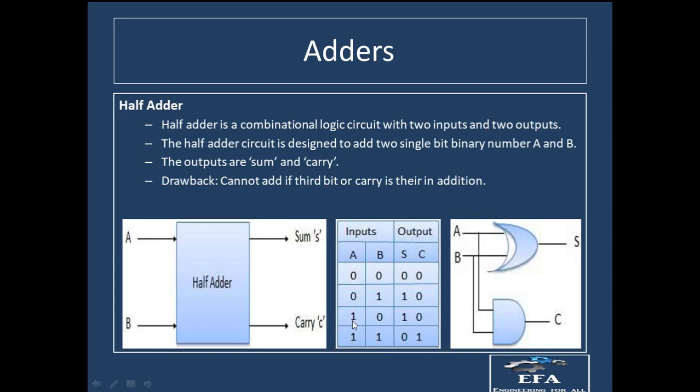After that we have 1 0, so 1 plus 0 is again 1. So the sum is equal to 1 and carry is again equal to 0. Now in the last case we have 1 plus 1, which is equal to 10, so 0 comes at the sum place and 1 is taken as the carry.